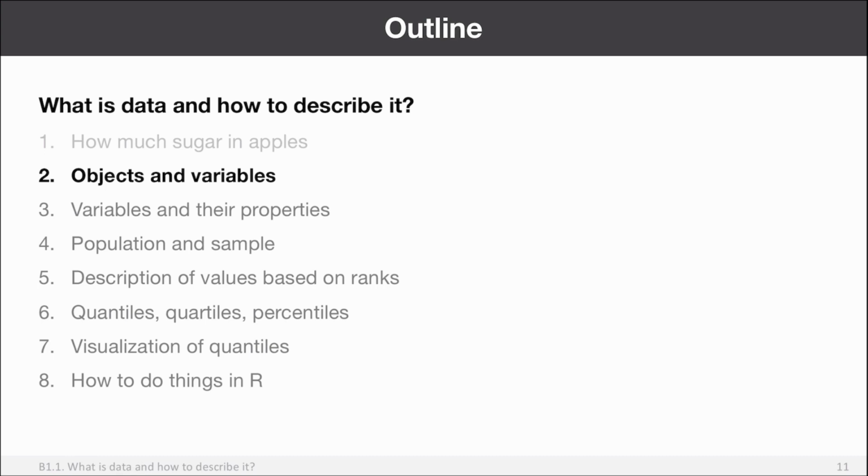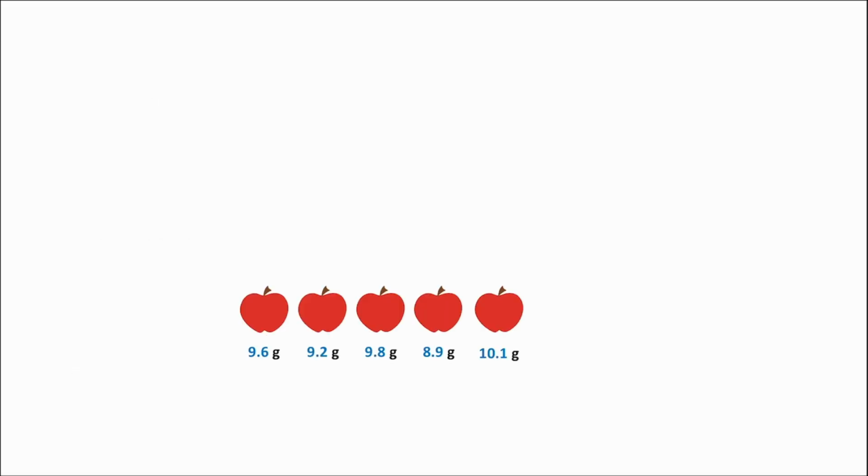Let's start building our vocabulary that we are going to use in this course. And first of all, let's talk about two probably most important definitions: objects, individuals, and variables. Let me remind you the task.